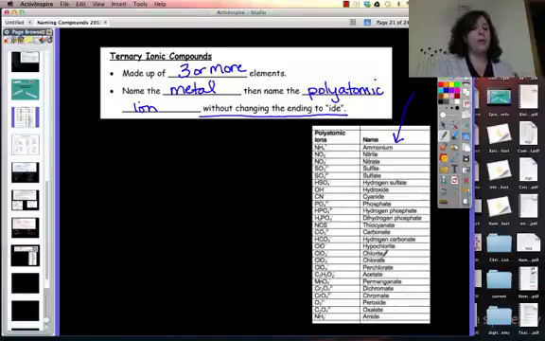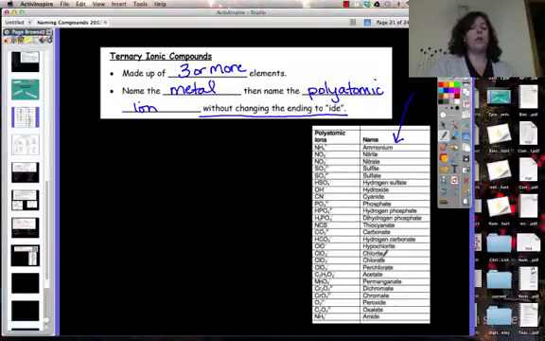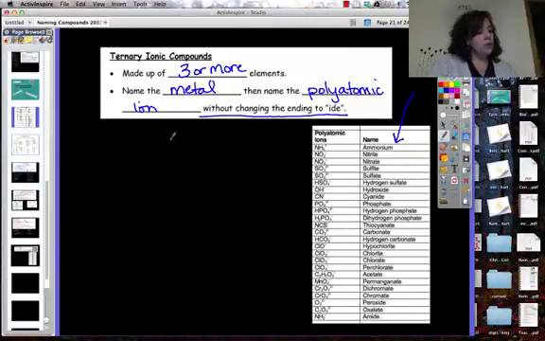So these are a little bit simpler, and that part of it makes it a little bit more complicated if you have a Roman numeral to try to figure out what's going on. So let's look at some examples.